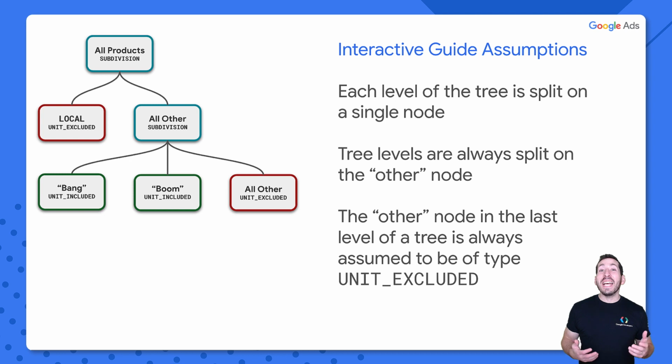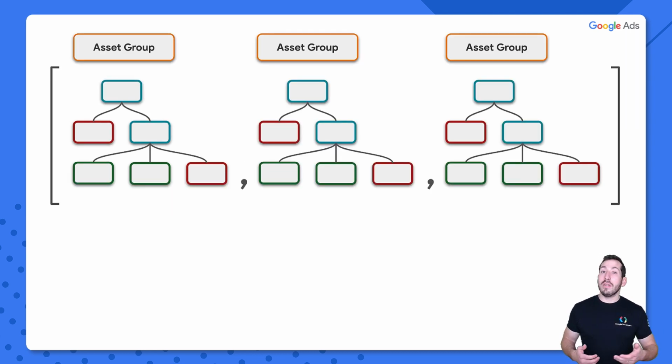Finally, in the last level of our tree, we always assume that that all other products node is a unit excluded node. Keep in mind the interactive guide is an educational tool, so hopefully it illustrates these concepts, gets you most of the way there, and then you can figure out a way to use the API to address your specific integration. Now that we understand some of the caveats of using the interactive guide, I want to talk through the implementation choices that I made.